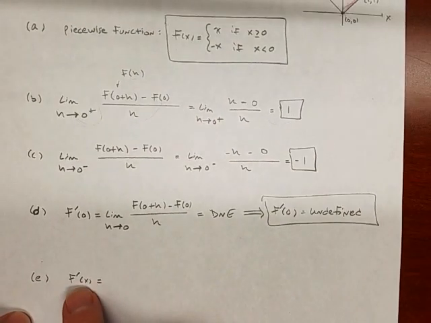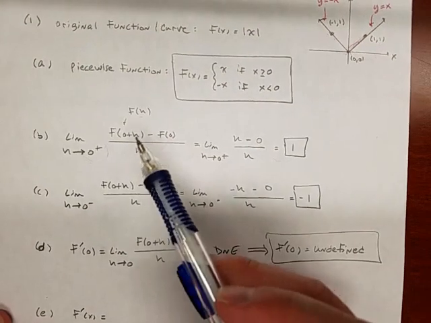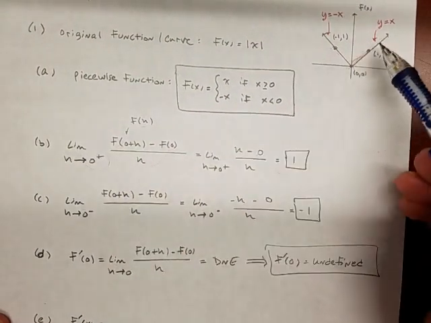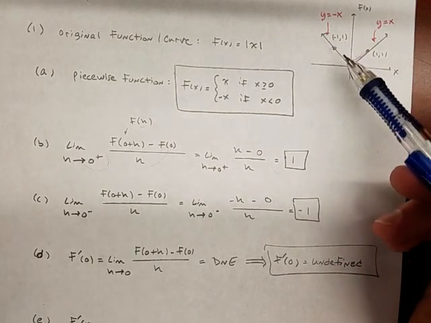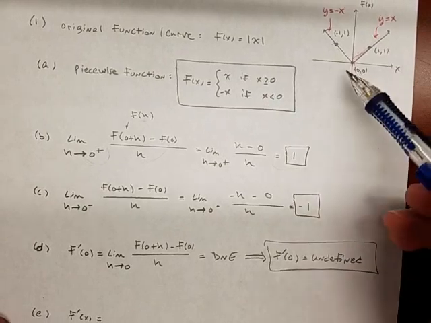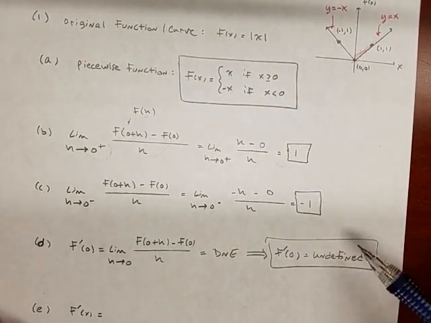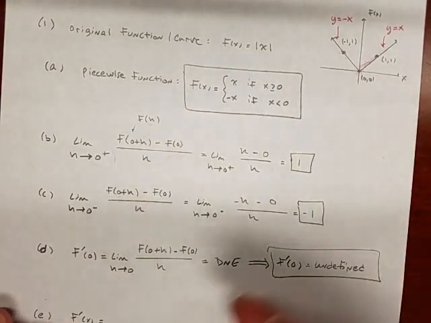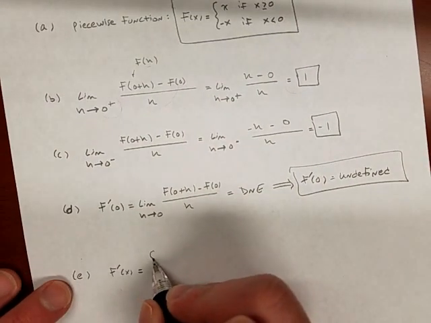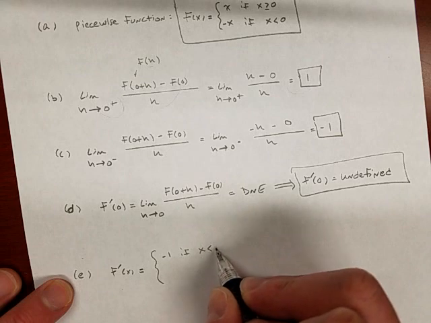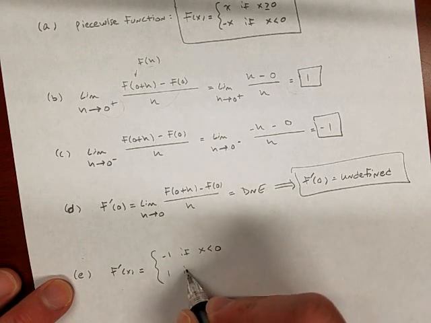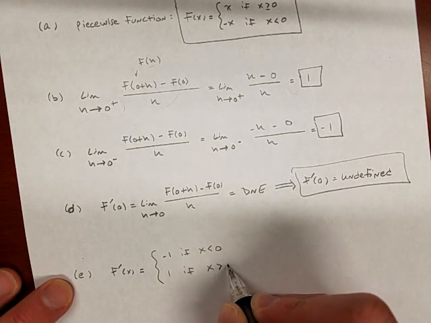Now, part E says, well, just what is f prime of x then? Okay, well, going any point to the right, we'll find that the slope is 1. To the left, no matter where you are, it's negative 1. Right there in the middle at the corner, it's undefined, so, well, that's kind of like the ones we did earlier. Here goes. f prime of x is negative 1 if x is less than 0. Positive 1 if x is greater than 0.